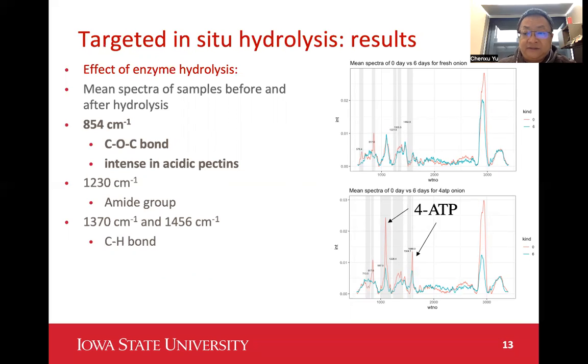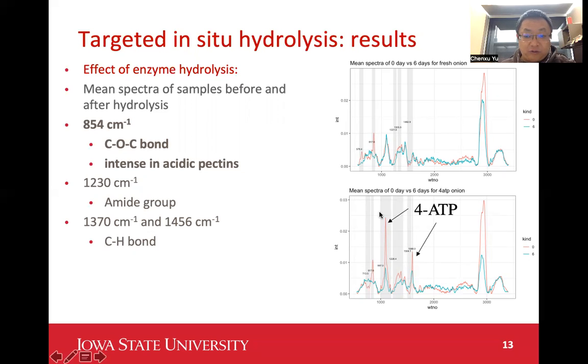So the first panel here is the fresh onion. So basically this means that the onion is not being treated with the nano enhancer, and it has 4-ATP. And then here is the 4-ATP labeled nano enhanced onion skin cell surface.